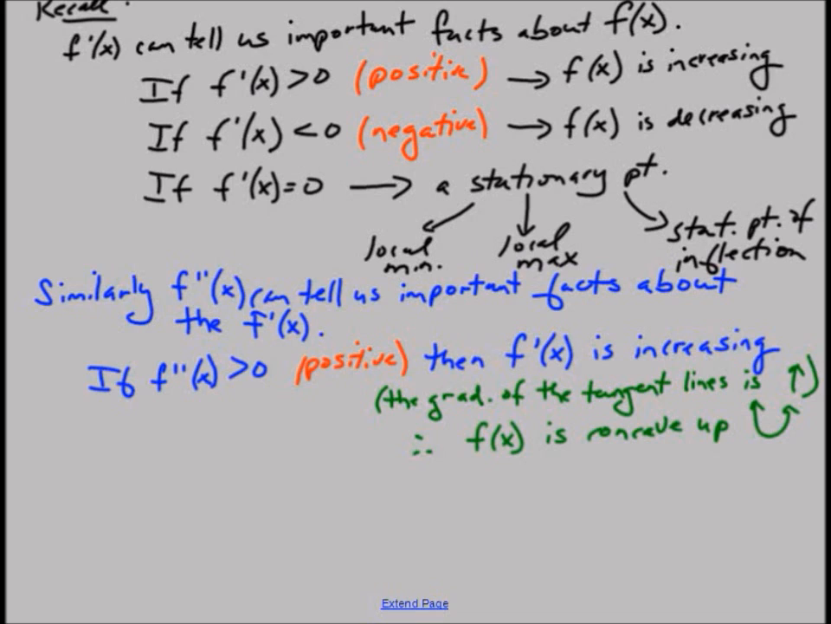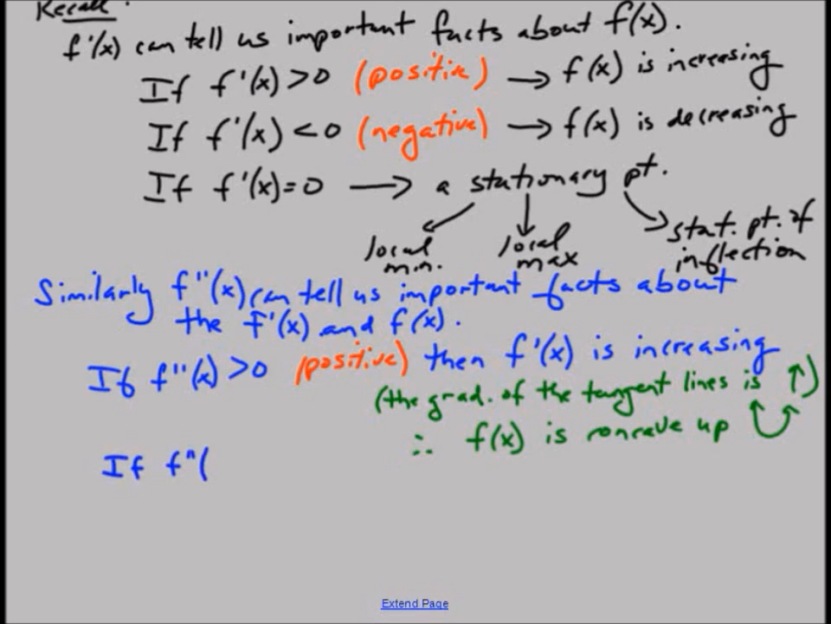Okay, now I should have set up here, this second derivative tells us important facts about the derivative and the original function f of x. So it tells us that the derivative is increasing, and it tells us that the original function is concave up.